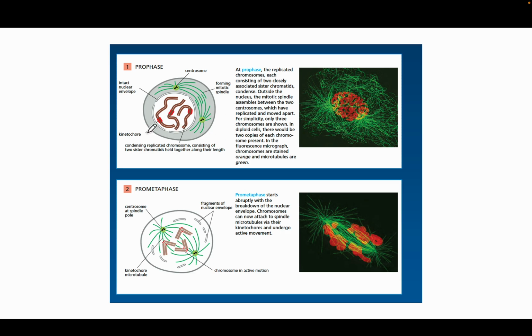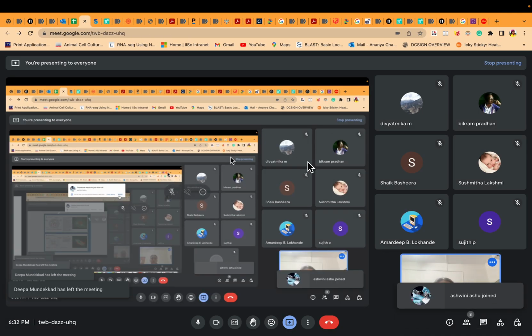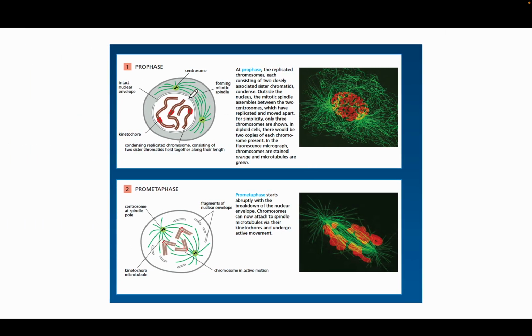So here a brief overview of different phases of M phase. So in prophase, what happened? You can see this is an intact nuclear envelope. These are two centrosomes. So from there mitotic spindles are emerging out. This is kinetochore holding the sister chromatids. So these are condensing replicated chromosome consisting of two sister chromatids held together along their length.